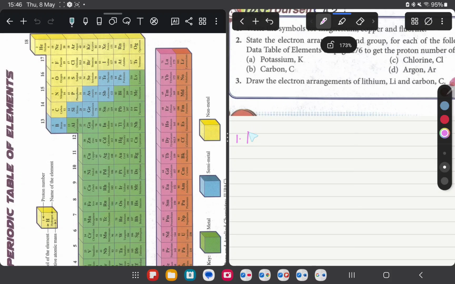Okay. So first, magnesium. The symbol should be Mg. Okay, and then copper. Then copper should be Cu. Okay, and then fluorine. Fluorine, and the symbol is F. Okay, so these are the symbols for each of the elements.